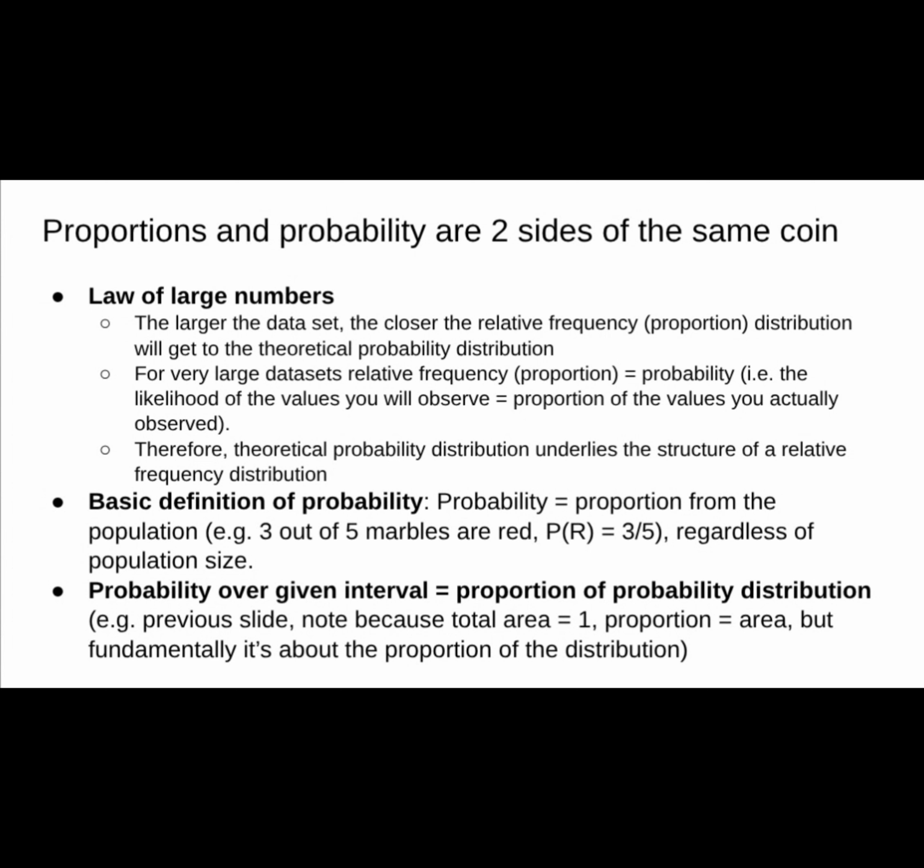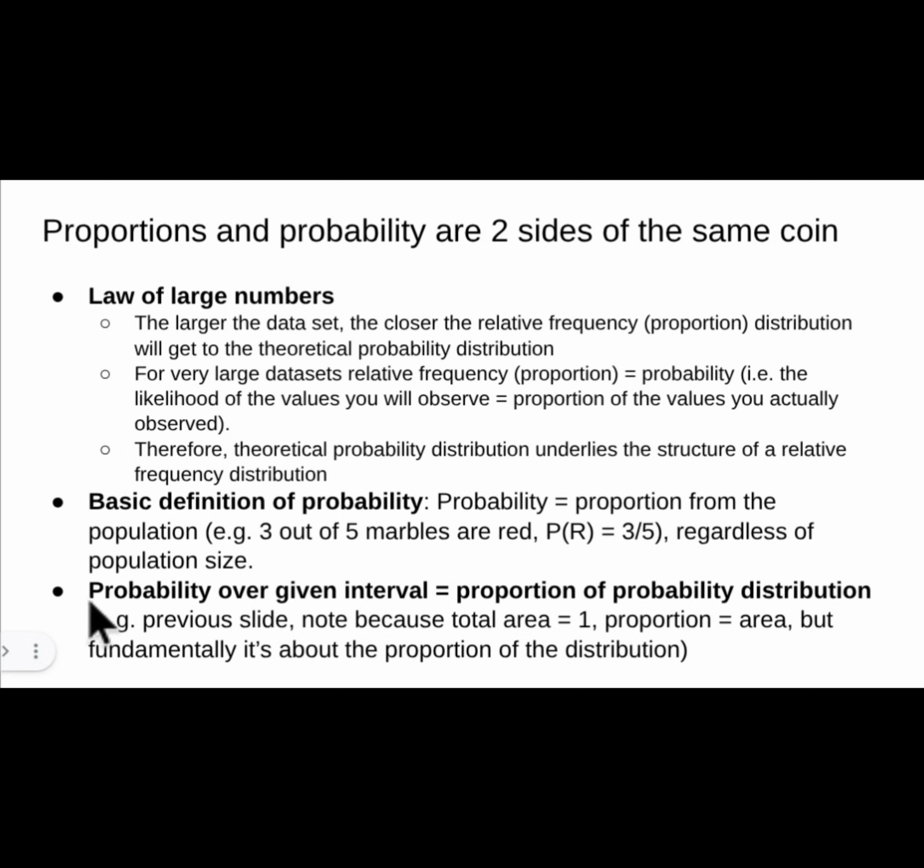In theory, a dataset can never become so large that the proportion should exactly equal the probability. But with very large datasets, the difference is so small that it's undetectable, and we just say they're equal. The second way probability and proportions are two sides of the same coin is just the basic definition of probability. Probability is just equal to the proportion from the population. For example, if you have 5 marbles and 3 of them are red, then the probability of picking out randomly a red marble is 3 over 5. So probability is just equal to proportion. And this has nothing to do with population size. It's true even for very small numbers.